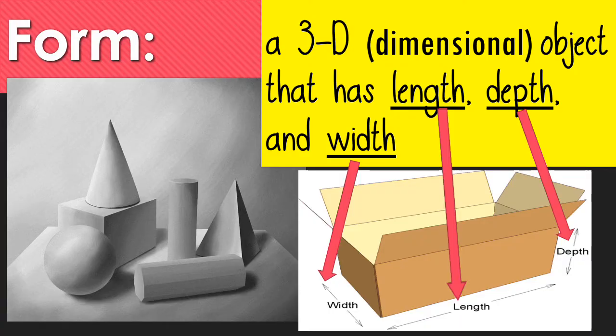The next element of art is form. Form is a 3-dimensional object. It has length, width, and depth. You can see at the drawing on the left that this is a drawing of objects to make them look like they have 3 dimensions. The object on the right is a definition of a real box that you could have in real space.